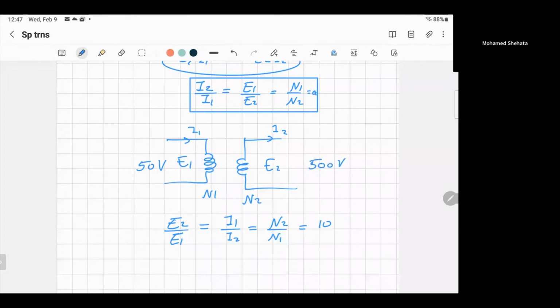Okay, let's say that the current here is equal to 20 ampere. So what is the value of I2? My hypothesis is life is fair. The voltage increased from 50 to 500, the current decreased by 1/10.